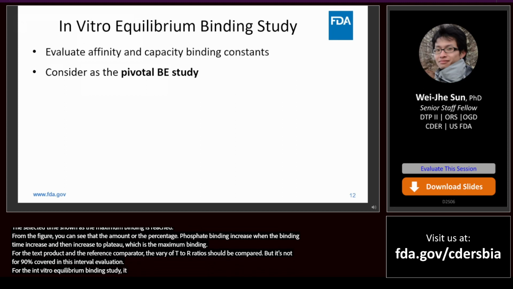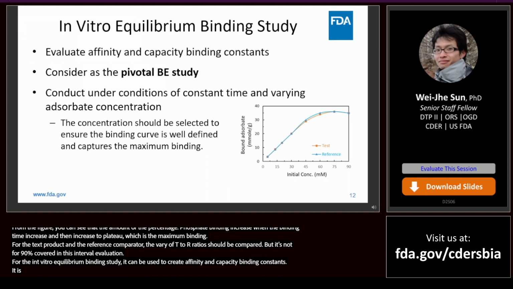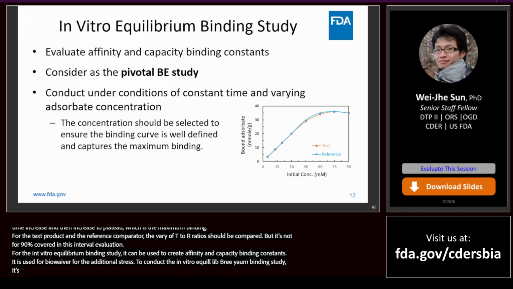The in vitro equilibrium binding study is considered the pivotal study and is used for biowaiver decisions for the additional strengths. To conduct the in vitro equilibrium binding study, it is performed under the conditions of a specified time, which is usually the equilibrium binding time, and varying adsorbate concentrations, which is phosphate concentration for sevelamer carbonate products.